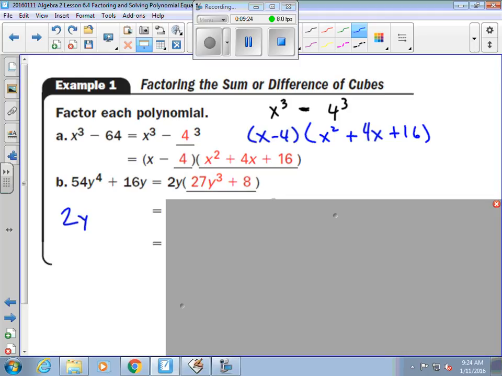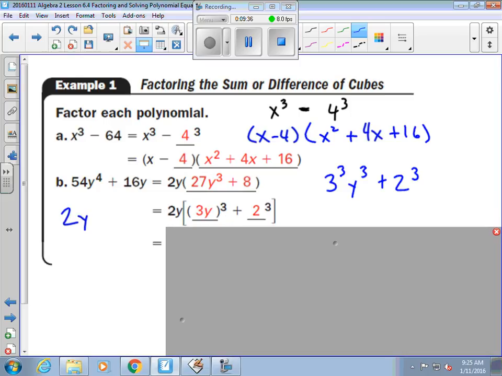Again, both of those are perfect cubes. 27y cubed is the same thing as 3 to the third y cubed, and plus 8 is plus 2 to the third. So now you have something that looks like that. It's the sum of 2 cubes. 3y to the third plus 2 to the third. And they just have it inside of a set of parentheses right there, but it's the same thing.